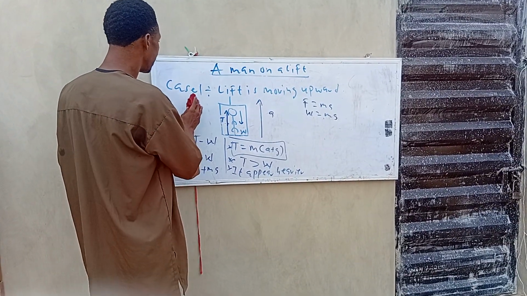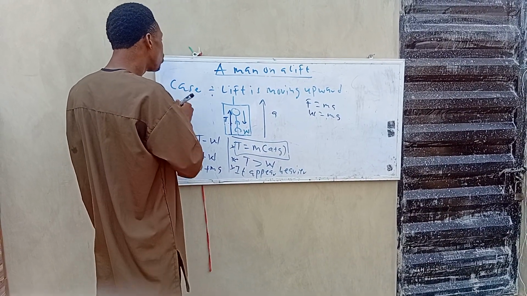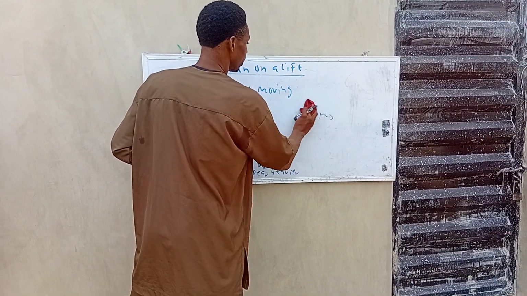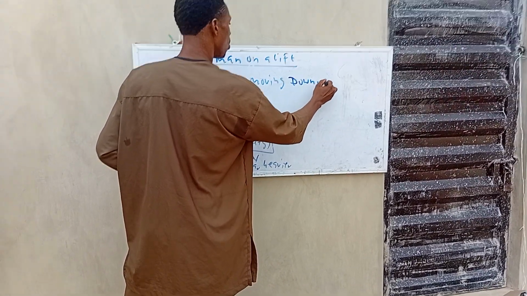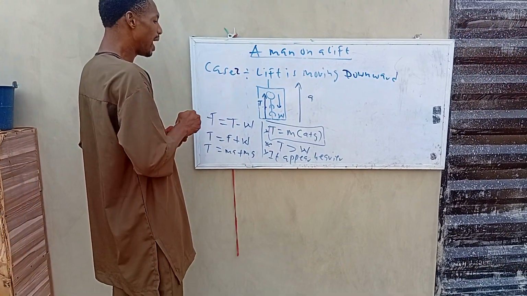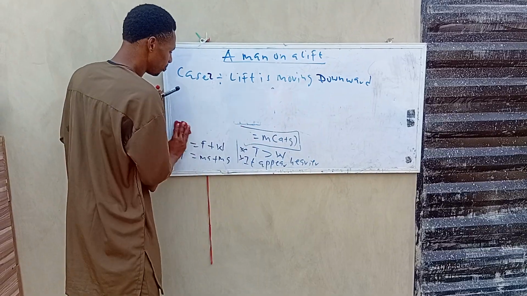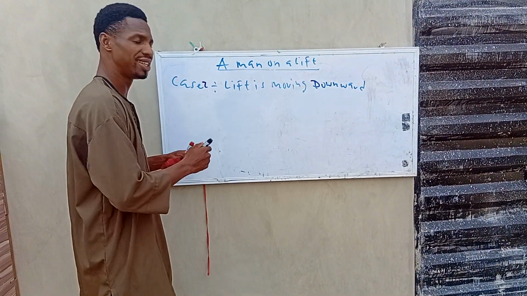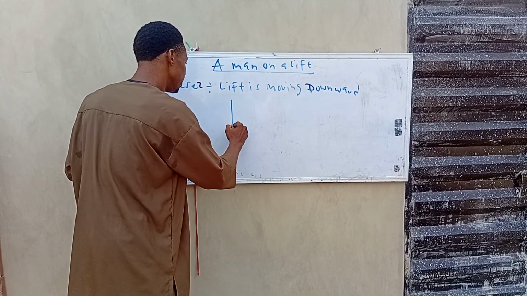Case 2 is when the lift is moving downward. When the lift is moving downward, please take note of this. Let's take this scenario now. Let's assume that this is the lift.